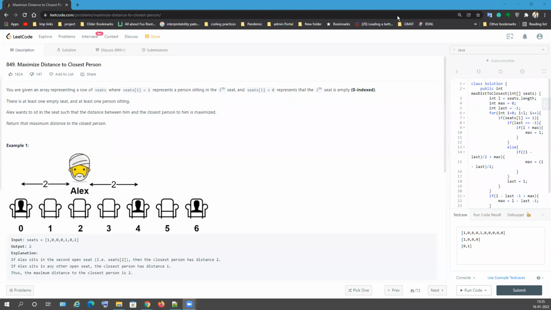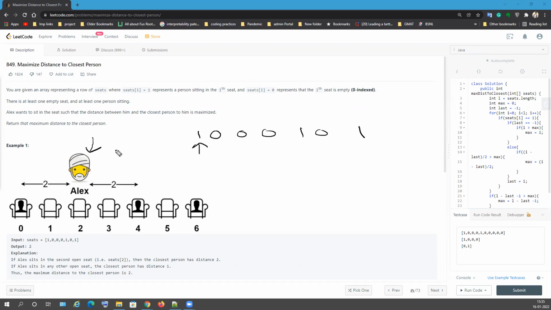Okay, let's start. So we are going to discuss this particular question today, the daily challenge, Maximize Distance to the Closest Person. I will directly discuss the example here. This is the example given: 1 0 0 0 1 0 1, right? And this denotes the seats which are already occupied by someone, and 0 is the empty one, right?